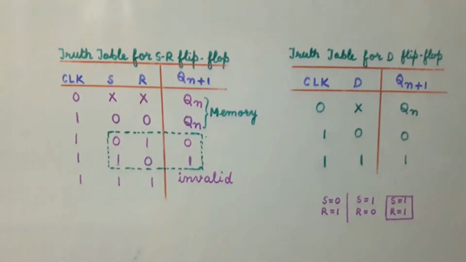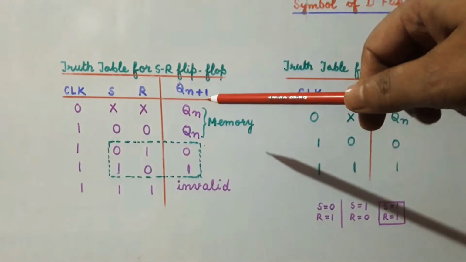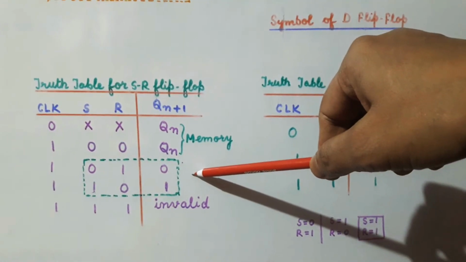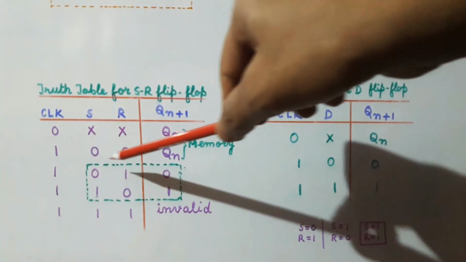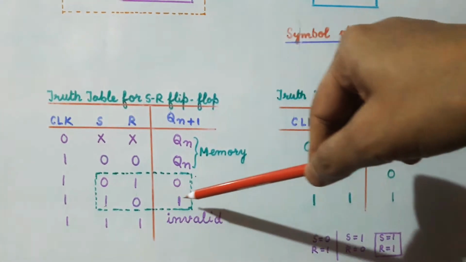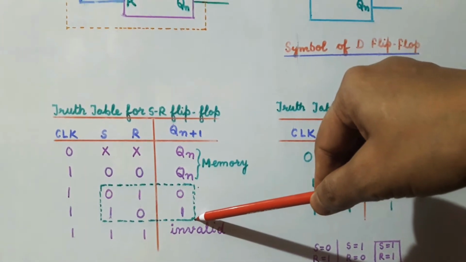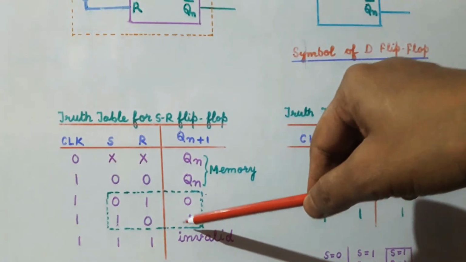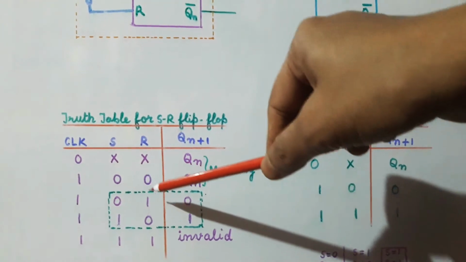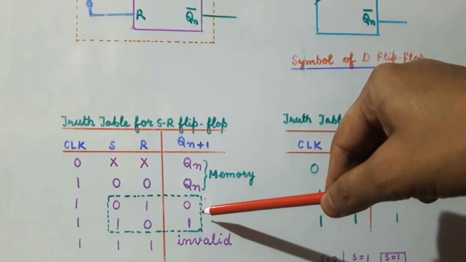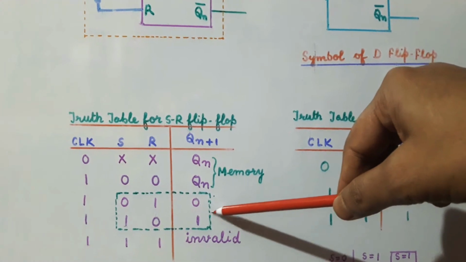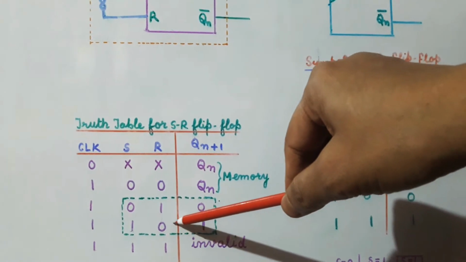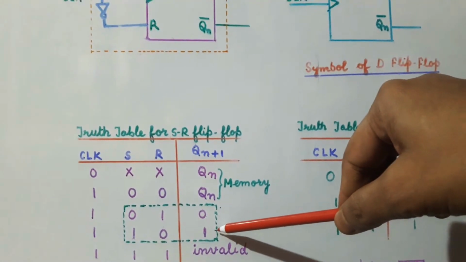On observing the truth table for SR flip-flop, we see that if we want to store a 0, then we will have to give the inputs as S is equal to 0 and R is equal to 1. And if we want to store a 1, then we will have to give S is equal to 1 and R is equal to 0 as the inputs. That is, if S is equal to 0 and R is equal to 1, then a 0 will be stored in the SR flip-flop. Similarly, if S is equal to 1 and R is equal to 0, then a 1 will be stored in our SR flip-flop.